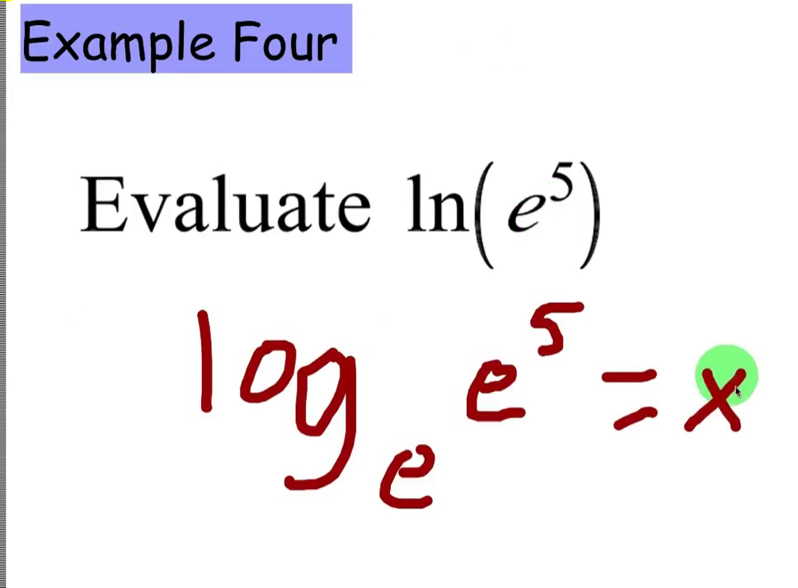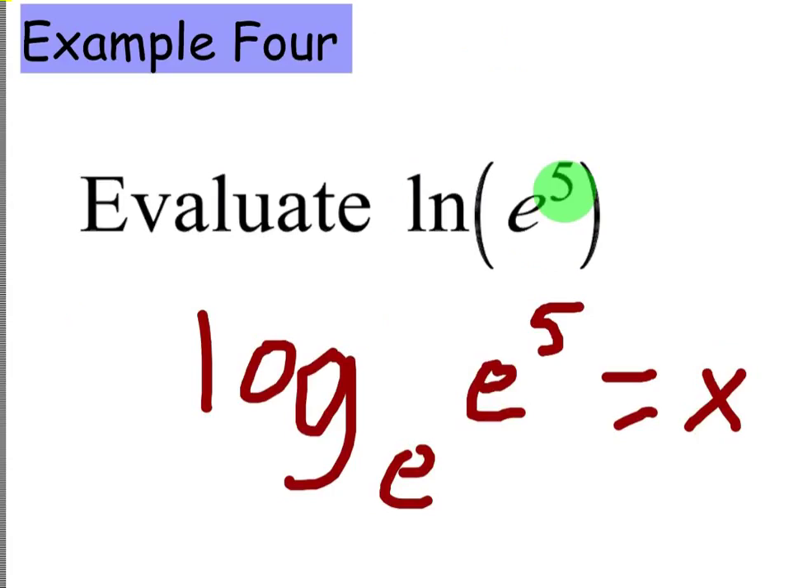So this one's real easy because you have e to the x equals e to the fifth. So what do you think x is? It'd be 5. Yeah. So here's the shortcut. We're going to learn this rule. There are some shortcuts for logs. Anytime you have the natural log of e to some power, the answer is just going to be that power. So the natural log of e to the 7th is 7.